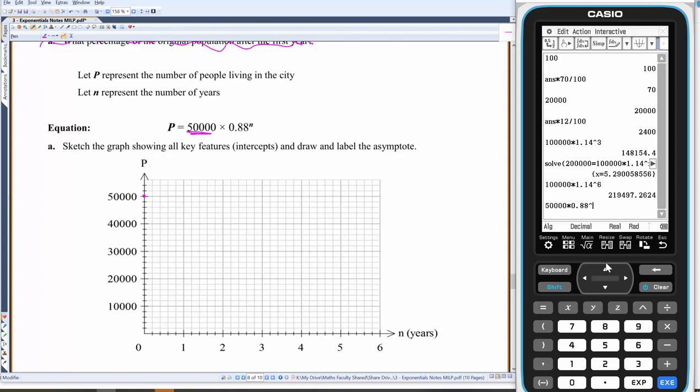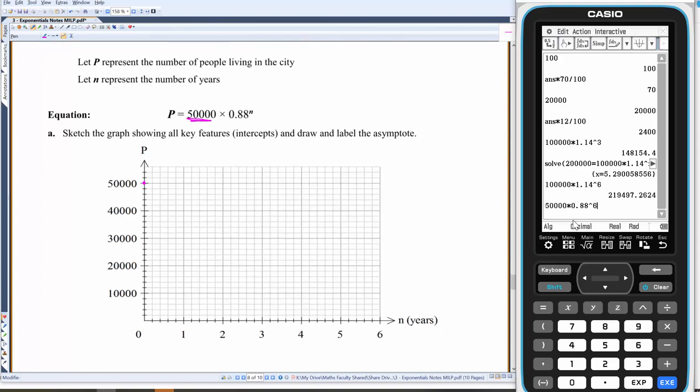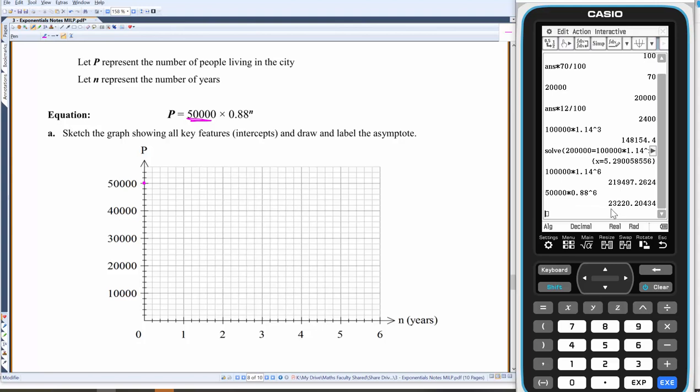So to sketch this graph, I'm going to do a very similar thing to the last one, which is to only sketch the endpoints. Okay, so I'm going to go up to an n value of 6, which is 23,220. So here it is here. This is 22, 24, 26, 28. So 22 is there. 23, again, it's going to be really hard to get this to scale. It's somewhere here.